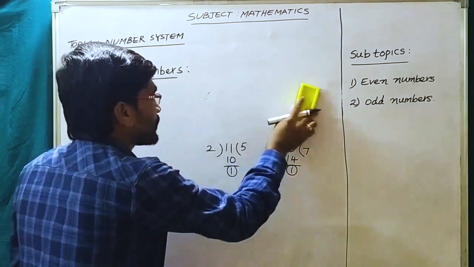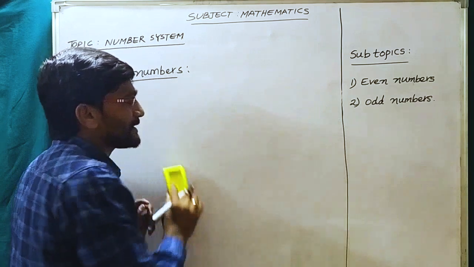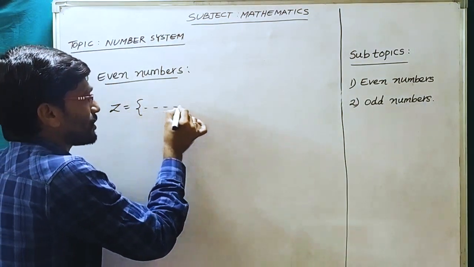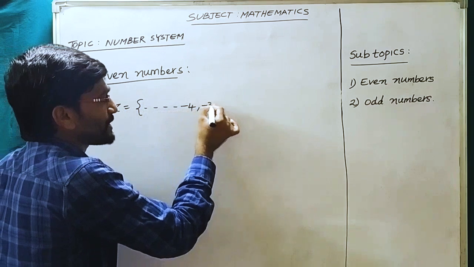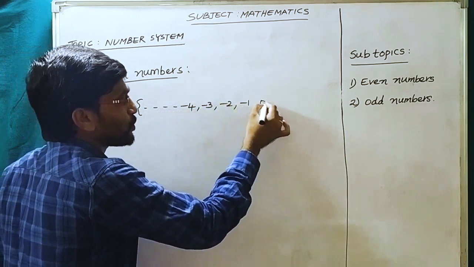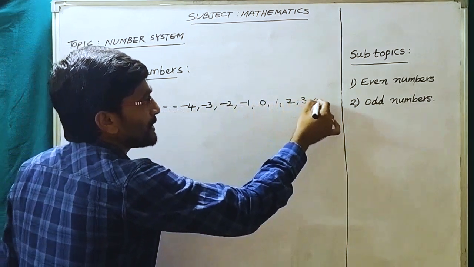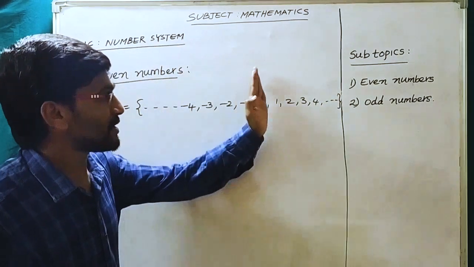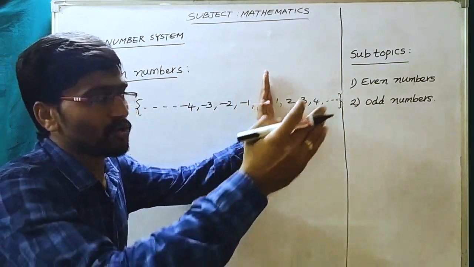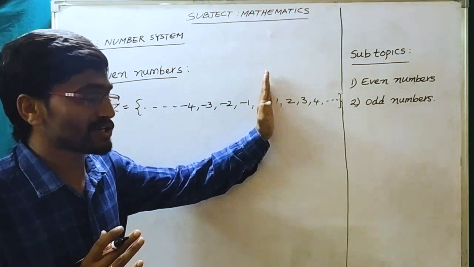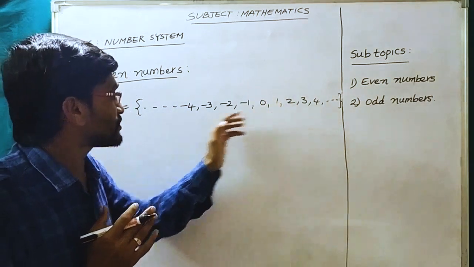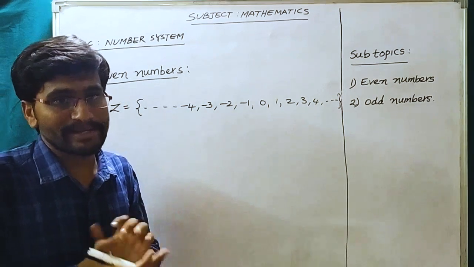Let us see. Children, already we know what the integers are. The set of integers is nothing but so on, -4, -3, -2, -1, 0, 1, 2, 3, 4, and so on. These are called the set of integers. In these, 1, 2, 3, 4 and so on are called the natural numbers. 0, 1, 2, 3 and so on are called the whole numbers. These are all called the integers, right?